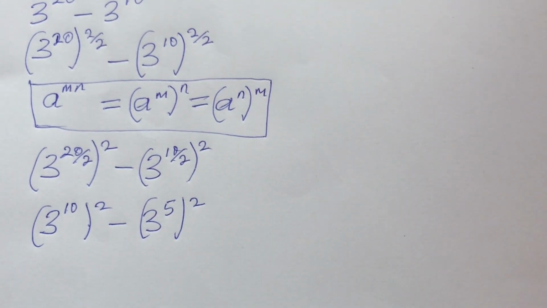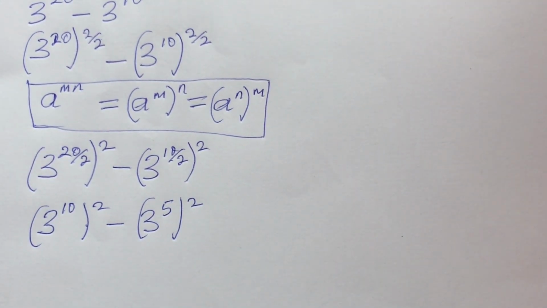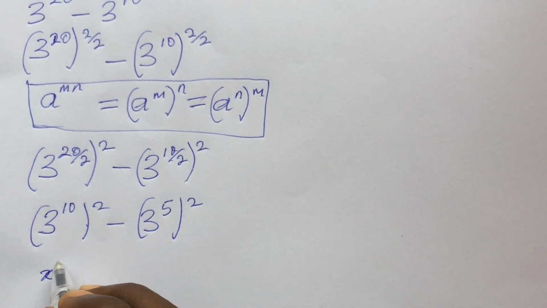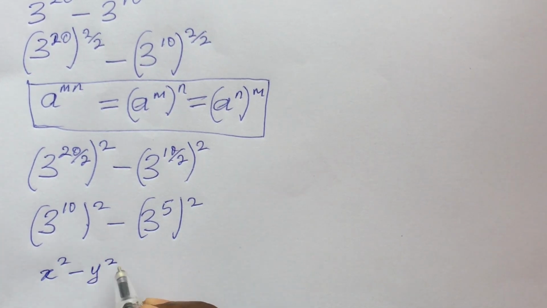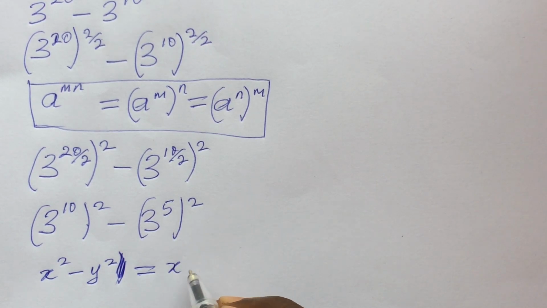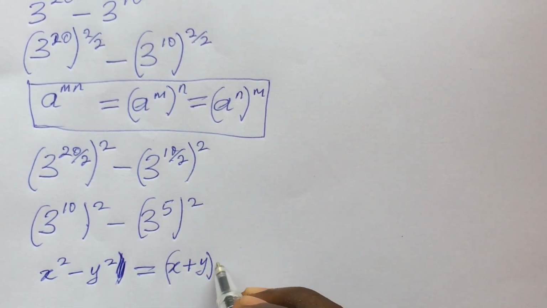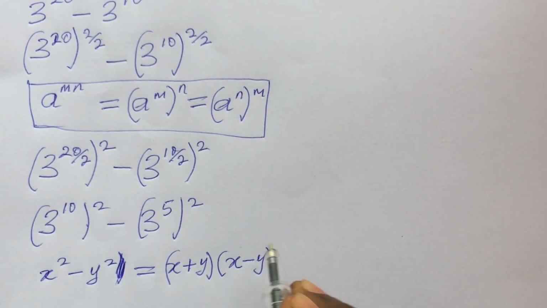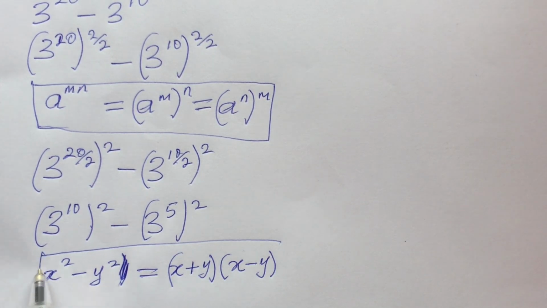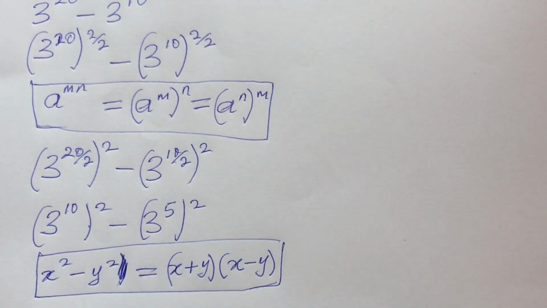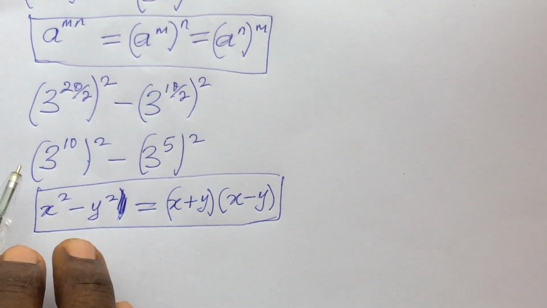Then we proceed again. Now, looking at this, what comes to mind is the algebraic identity which is known as the difference of two squares. The difference of two squares says that if you have x squared minus y squared, this is equal to x plus y, bracket, bracket x minus y. I want to believe you remember this identity. So if we succumb to this identity, our 3 to the power of 10 is x, and 3 to the power of 5 is y here. So from here, we can now apply this to our function.